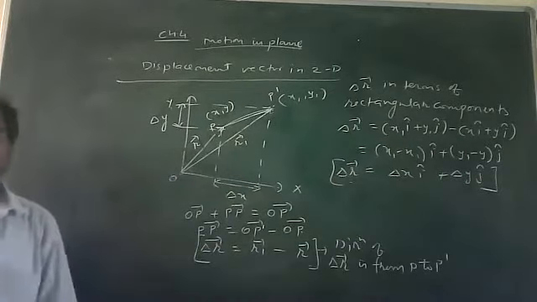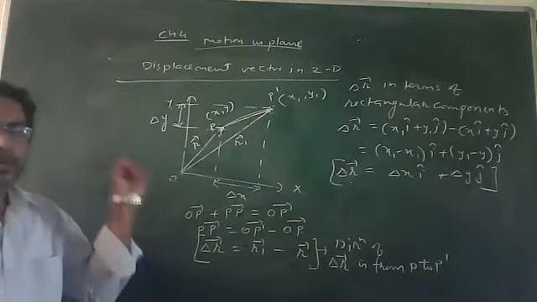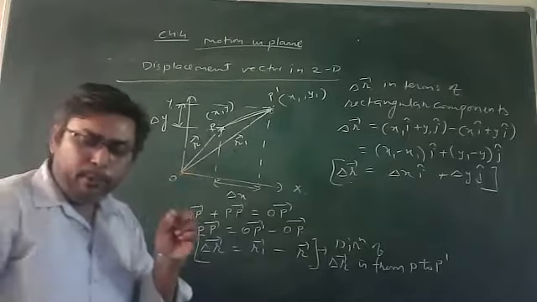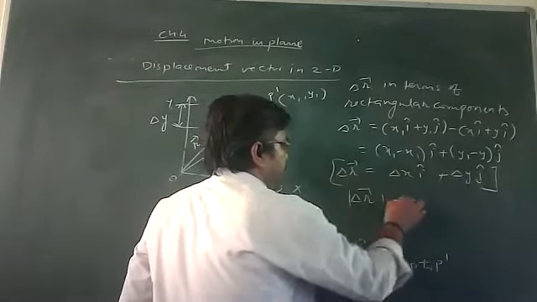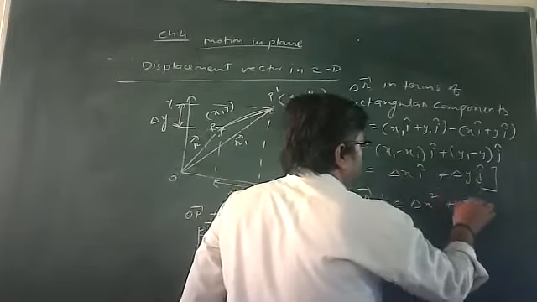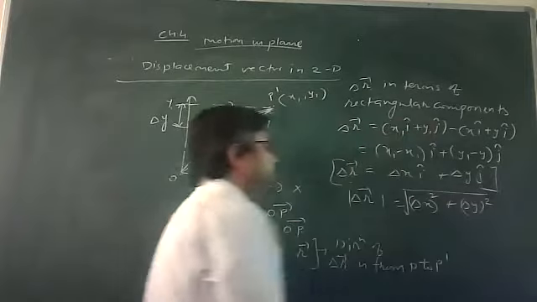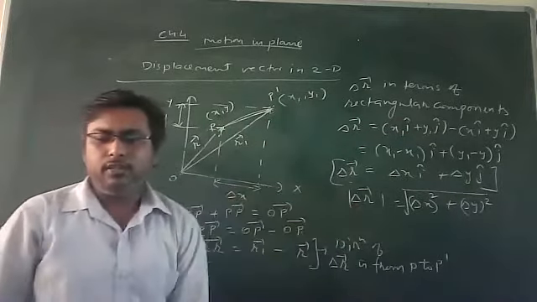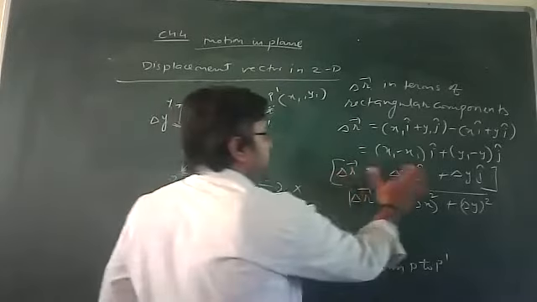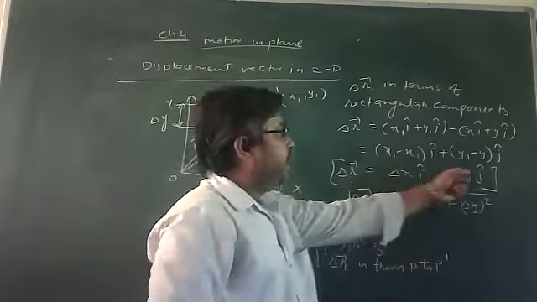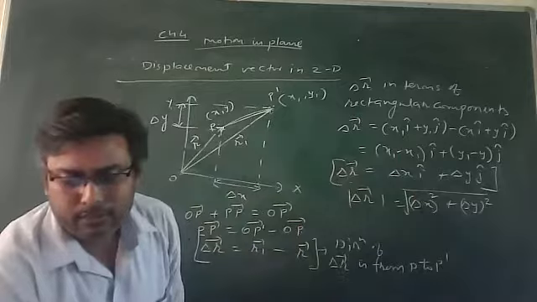Delta R vector is equal to delta x i cap plus delta y j cap. This is the displacement vector in terms of rectangular component. If you want to find the modulus of it, how will you find it? Modulus of delta R vector is the square root of delta x square plus delta y square, addition of both of their squares. Now you will obtain the modulus of the displacement vector. So this is the displacement vector in terms of rectangular component, and this is the modulus of the displacement vector. All this we have discussed in 2 dimensions.